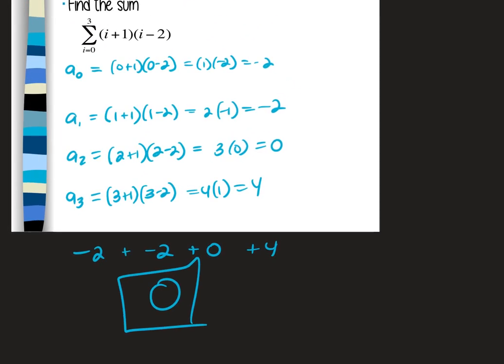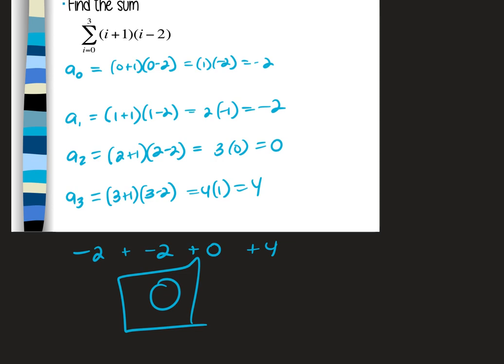So a summation can be positive, it can be negative, it could be a fraction, it could be a decimal. There's no rule about it, okay? So you could actually have a bunch of negative numbers and the sum of them are negative. There's no rule about what kind of number that can be, okay?